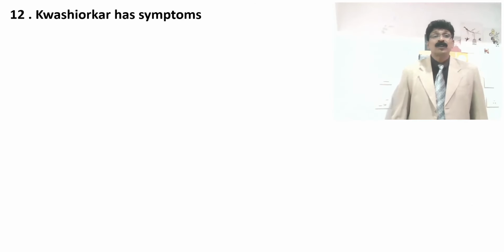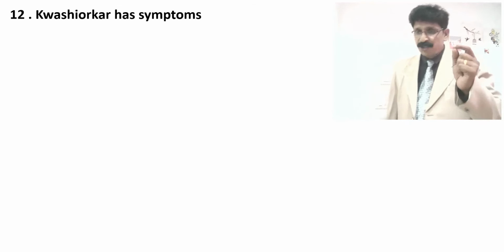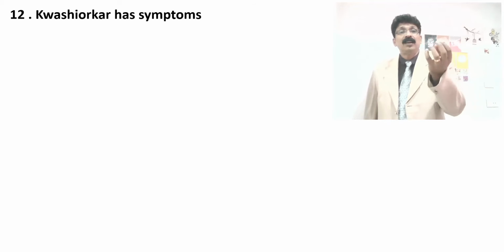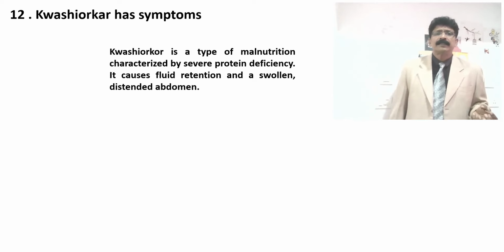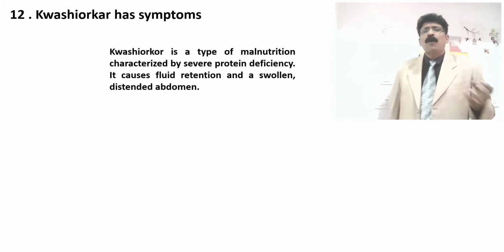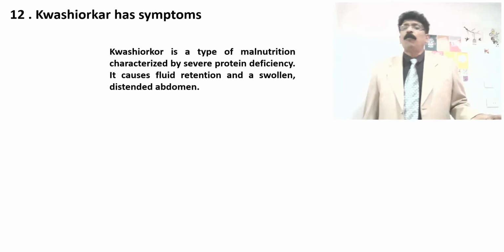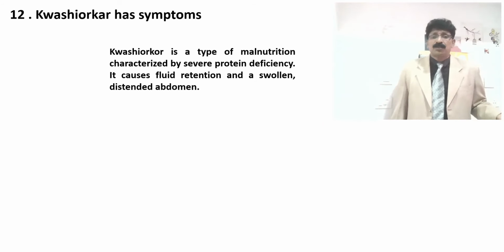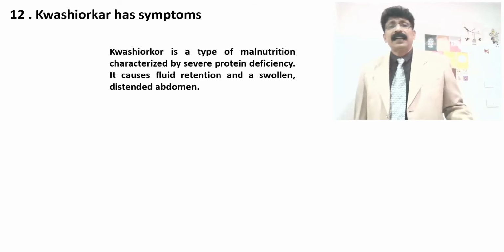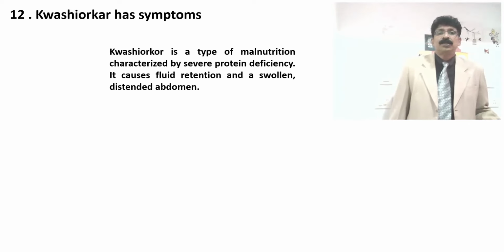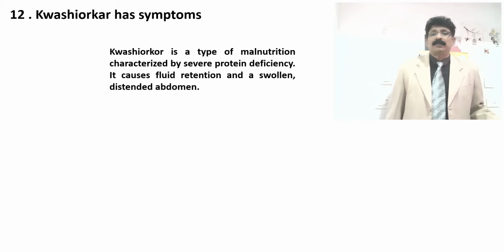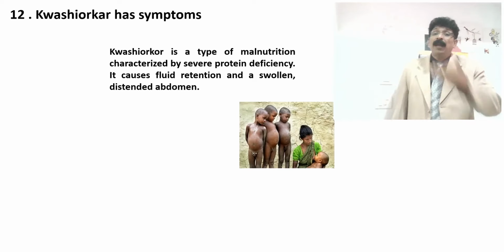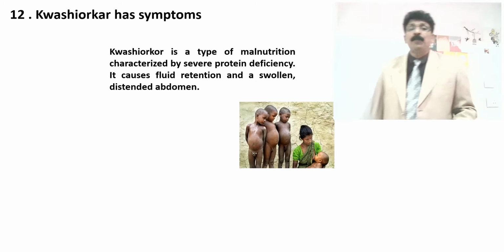Number 12, Kwashiorkor, or you can say with the K silent also you can pronounce, has symptoms. Kwashiorkor is a type of malnutrition. You can see it in most countries, in African countries and in India also, malnutrition in children characterized by severe protein deficiency. So it causes fluid retention and swelling, distended abdomen. So you can see the picture. The children will have a belly that is called distended abdomen in Kwashiorkor.